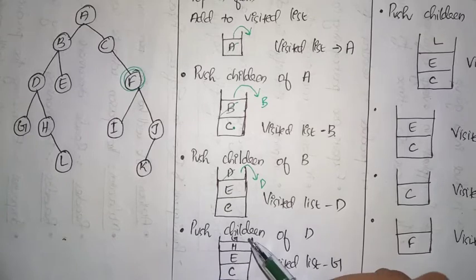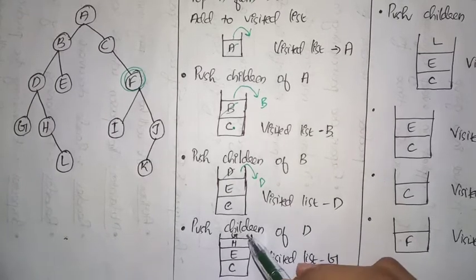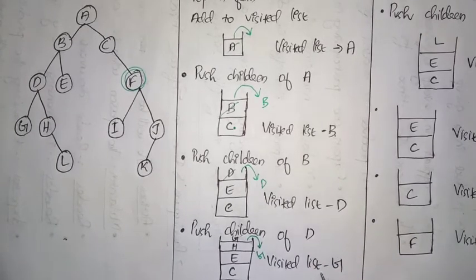Now we again pop the topmost element from the stack. So the topmost element is G, and G is popped from the stack and added into the visited list. Now we check whether G is the element that we have to search for. No. So we have to again continue these similar steps.